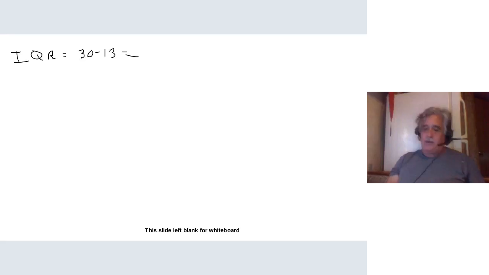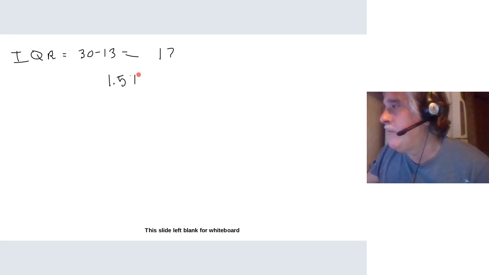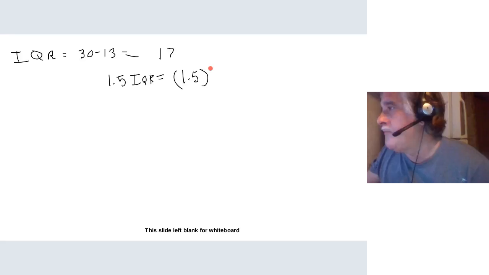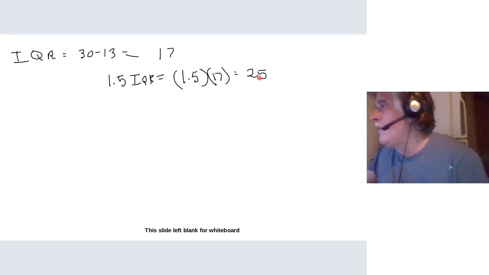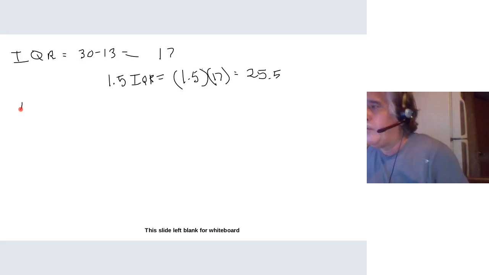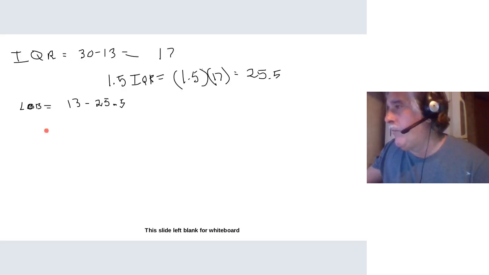So 17. Now, instead of doing it twice, I'm just going to do 1.5 IQR, which is equal to 1.5 times 17. So 25.5. So that's the number we're going to add and subtract. So the lower boundary, we'll just call it LB. You can also say lower outlier boundary, LOB, is 13 minus 25.5. The UOB, upper outlier boundary, is 30 plus 25.5.